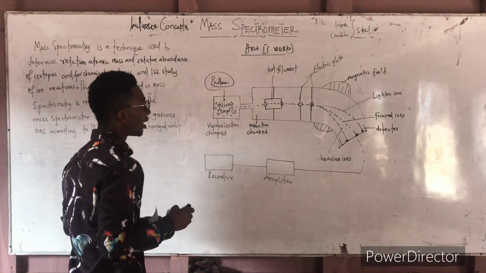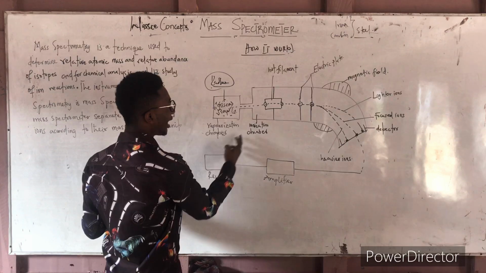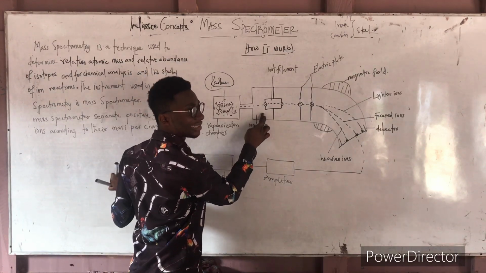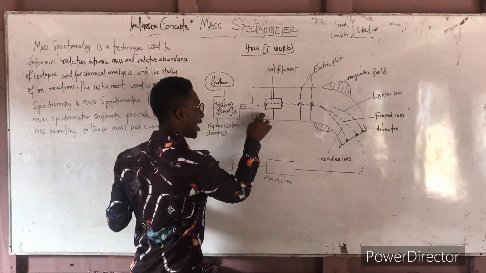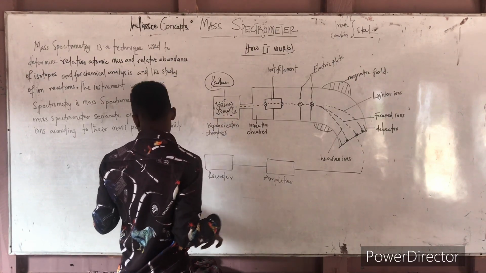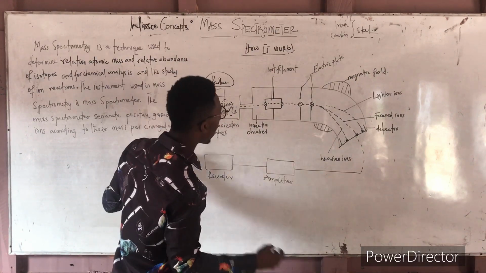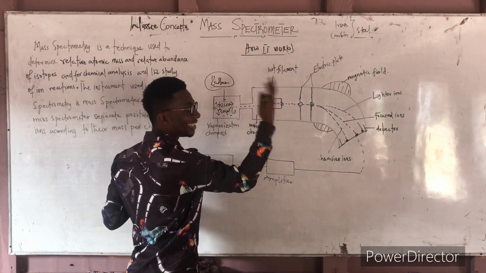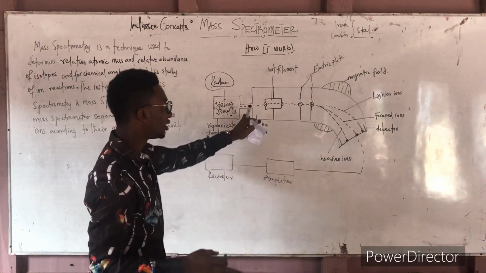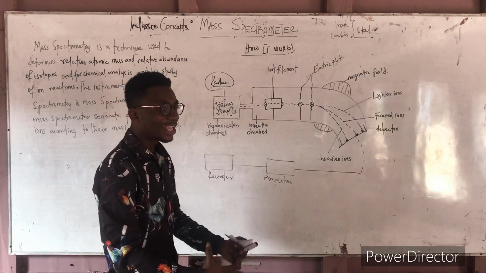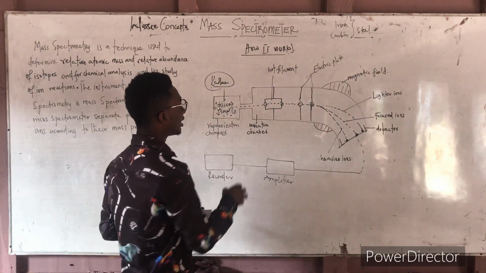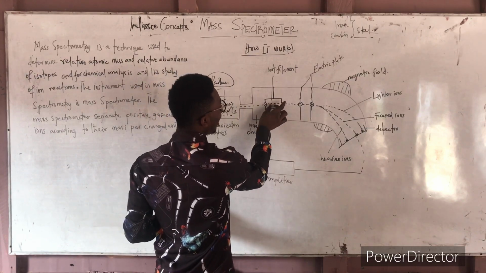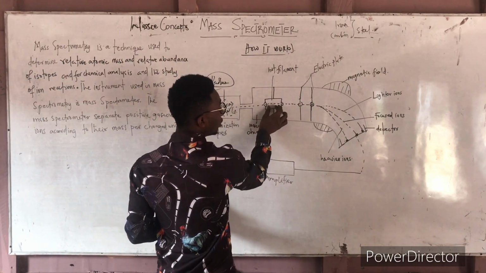Now the gaseous sample will enter into a chamber known as the ionization chamber. The gaseous sample is ionized in the ionization chamber by bombarding it with high energy electrons. These high energy electrons come from the hot filament.